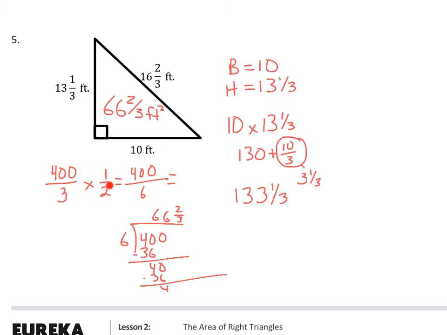And dividing by 2 would be dividing by 2 over 1. So it's the same as multiplying by a half, right? Dividing by 2 and multiplying by a half are the same thing. So 400 sixths is what you end up with.